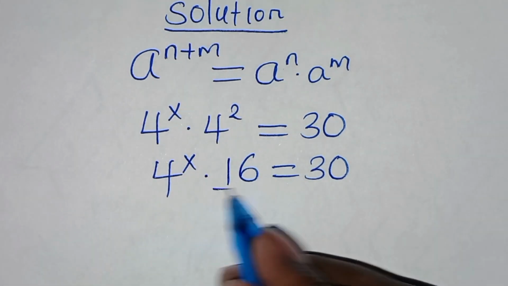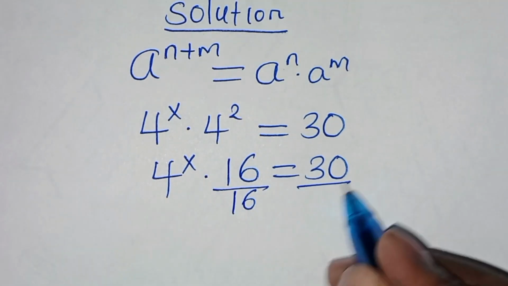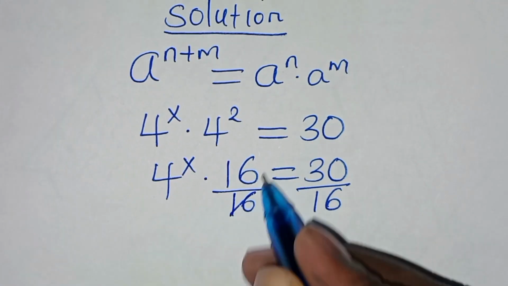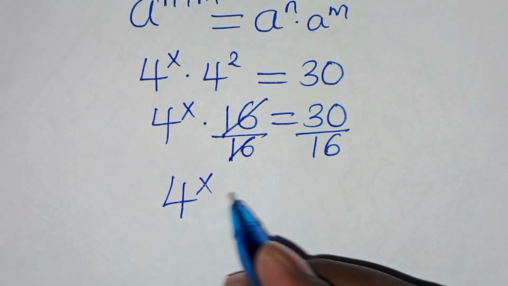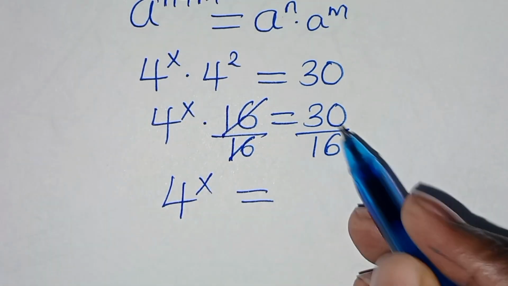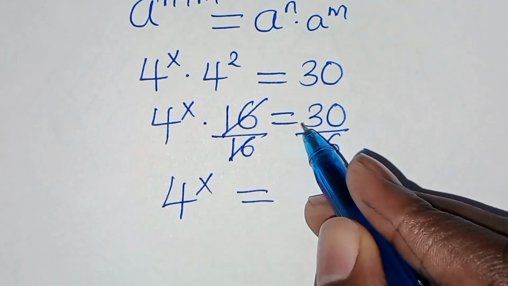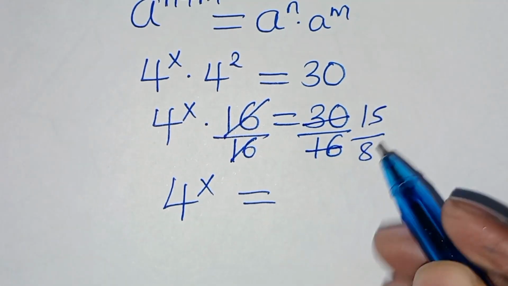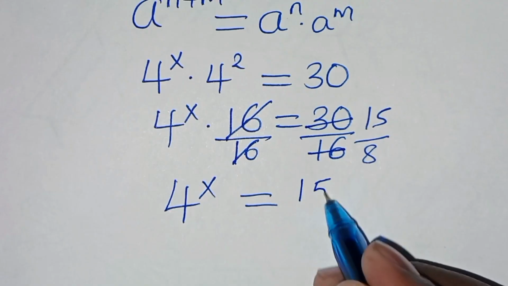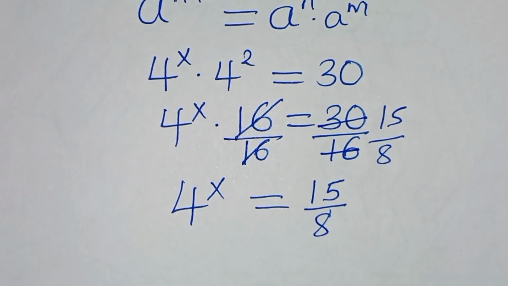So let's divide both sides by 16. So that's 4 to the power x equal to, now we can simplify here by 2, this is 15, by 2, this is 8. So we have 4 to the power x is equal to 15 over 8.